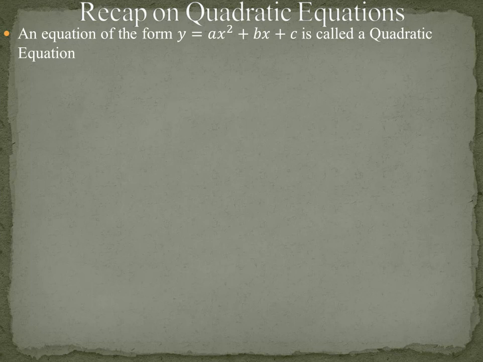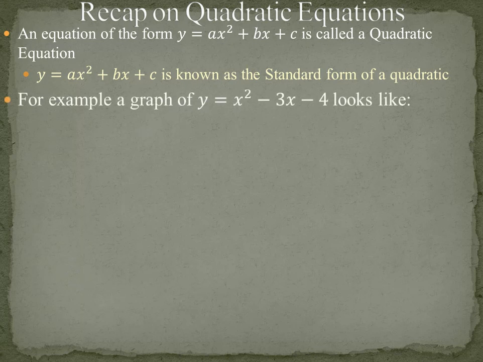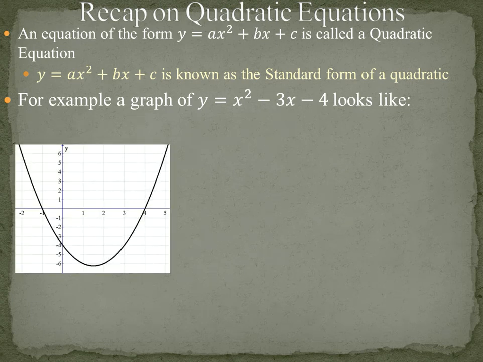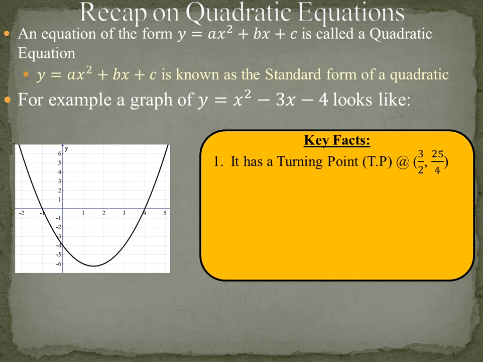Well, first and foremost, an equation of the form y equals ax squared plus bx plus c is called a quadratic equation. It's the level up from a straight line, and the form y equals ax squared plus bx plus c is known as the standard form of a quadratic. So, for example, a graph of y equals x squared minus 3x minus 4 would look like the following. Key facts that you can take away from that: it has a turning point at (3/2, -25/4).